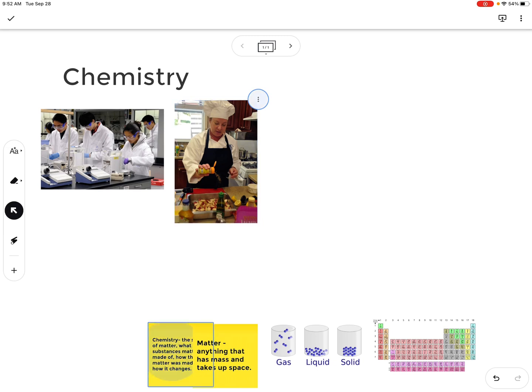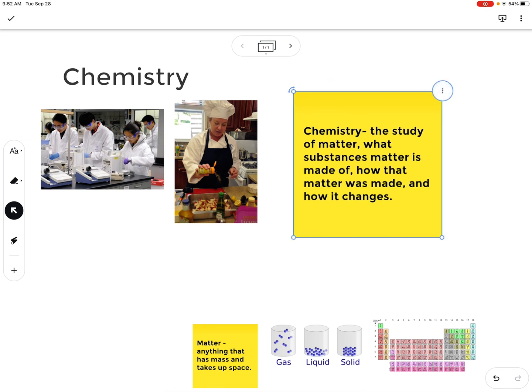Because chemistry, as it turns out, it's just the study of matter. What substances that matter is made of, how it was made, and how it changes. That certainly applies to cooking, doesn't it? That also applies to our garden, for instance. How did the matter in the soil of our garden become corn or tomatoes? Turns out there were some chemical changes and some energy changes, and that's how we get food. So chemistry is something that we actually encounter every day, every minute of every day of our lives.